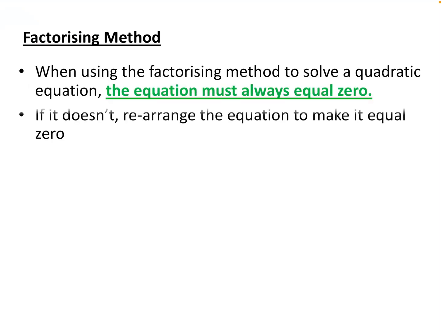But before we do that, can you please write down these 2 key points into your book? When we are using the factorizing method to solve quadratic equations, the equation must equal 0. If it doesn't equal 0, you will need to rearrange it to make sure that it equals 0. So before we go any further, I'd like you to pause the video here and write down these 2 key points into your book.